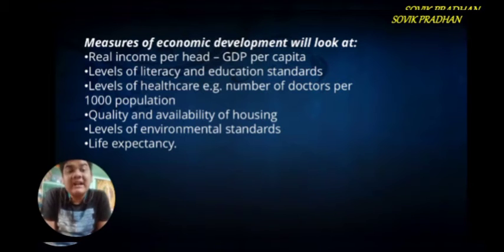So, what are the measures of economic development? We'll look at real income per head, GDP per capita, real levels of literacy and education standards, level of healthcare, number of doctors per 1000 population, quality and availability of housing, level of environmental standards, and life expectancy.